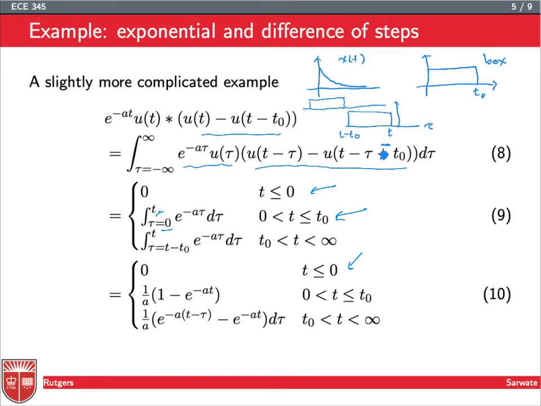Then finally, when t is greater than t0, we're going to get essentially just the integral from t minus t0 to t, that's the width of the box, times e to the minus a tau d tau, right? And we get this. So just doing these integrals, we get these two other cases. And as you can see, I just sort of did this graphically, so let's actually see what it looks like graphically.